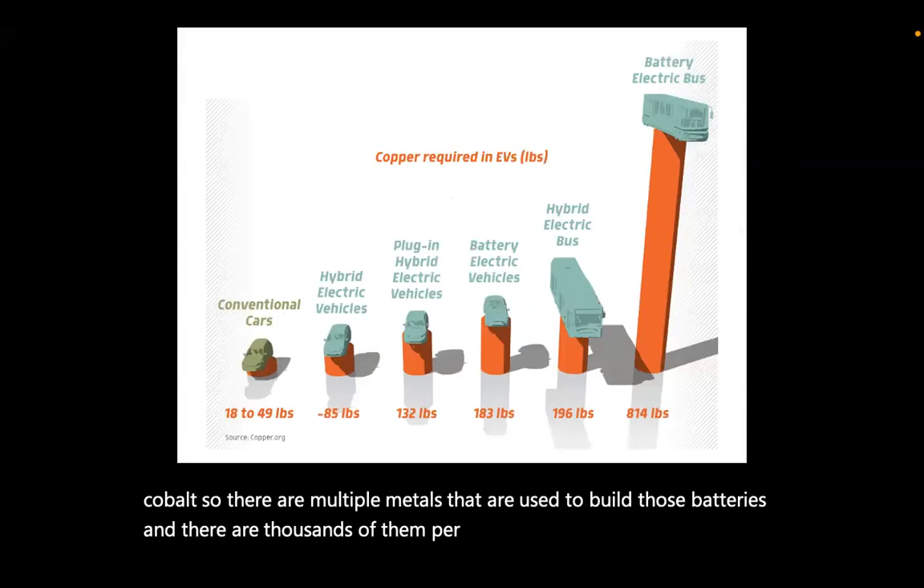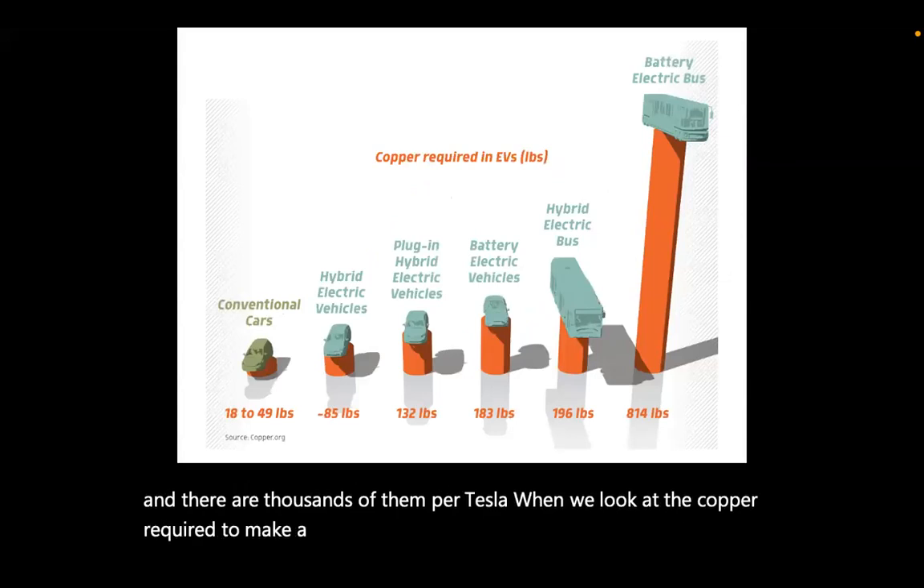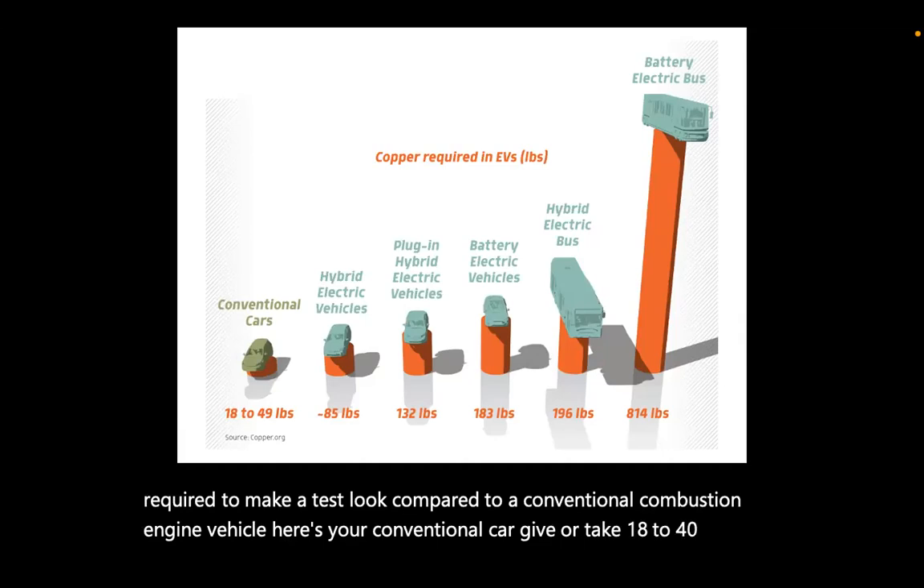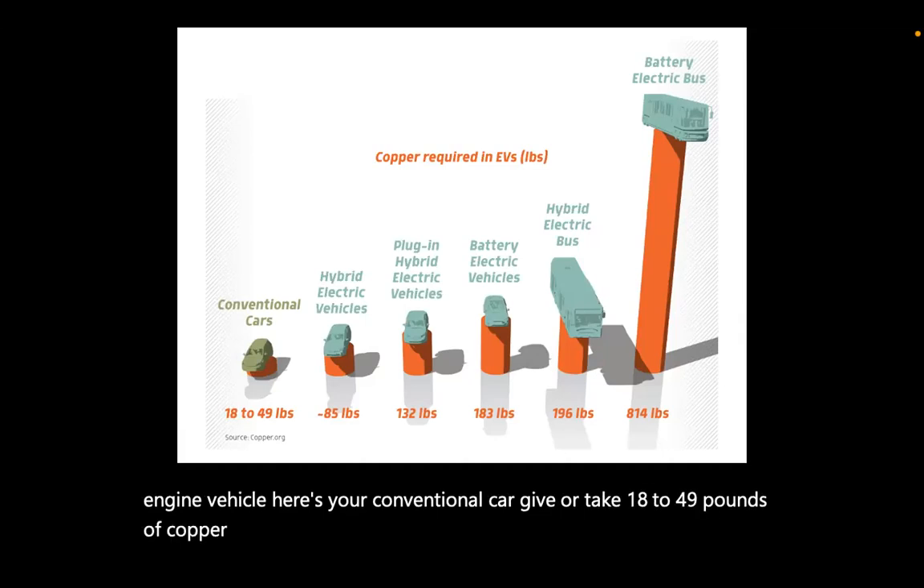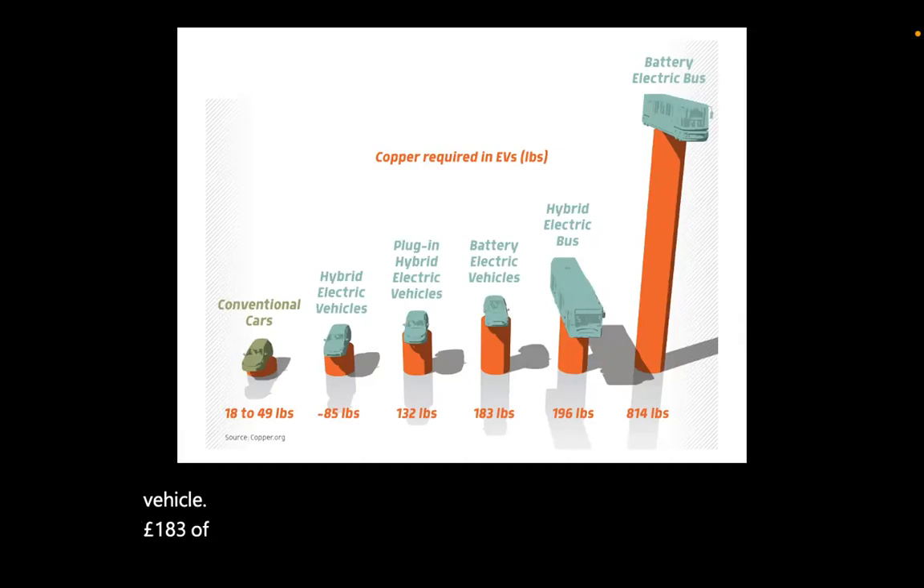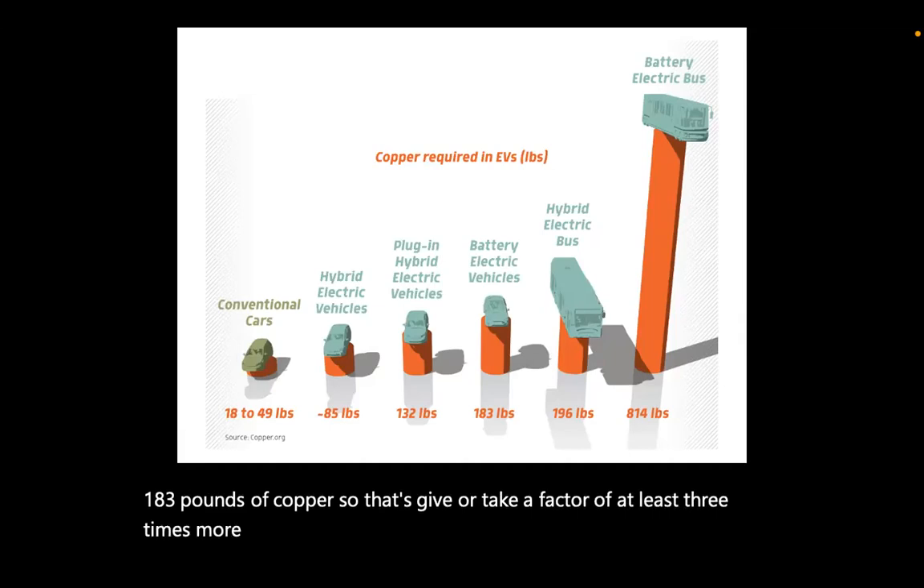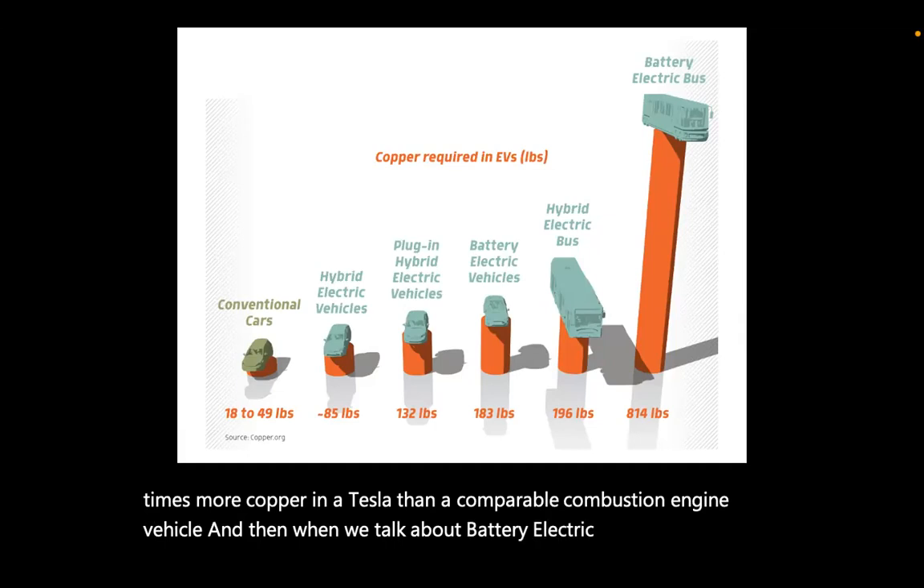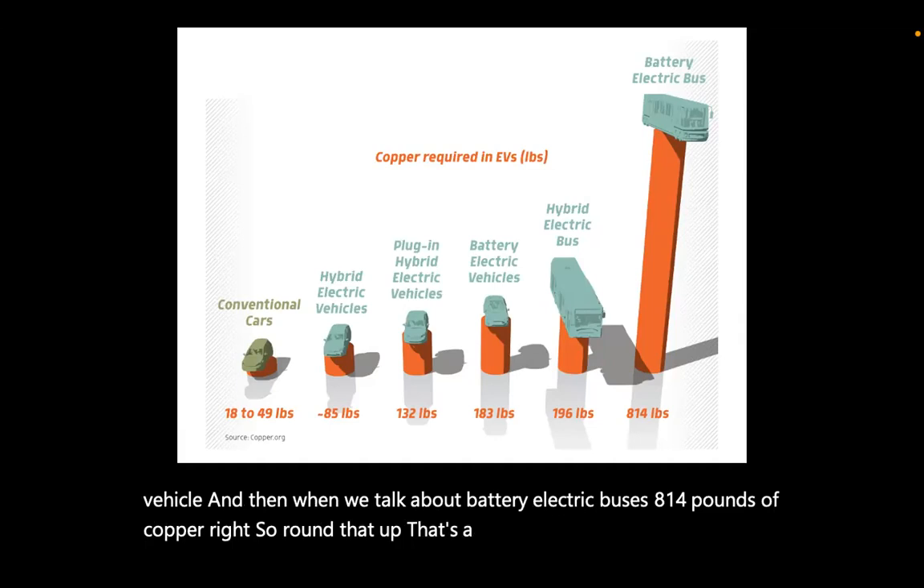When we look at the copper required to make a Tesla compared to a conventional combustion engine vehicle, here's your conventional car. You know, give or take 18 to 49 pounds of copper. Hybrid electric, plug-in electric, let's go to a battery electric vehicle. 183 pounds of copper. So that's give or take a factor of at least 3 times more copper in a Tesla than a comparable combustion engine vehicle. And then when we talk about battery electric buses, 814 pounds of copper, right? So round that up, that's 1,000 pounds of copper.